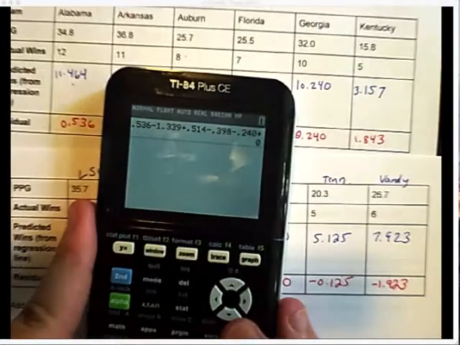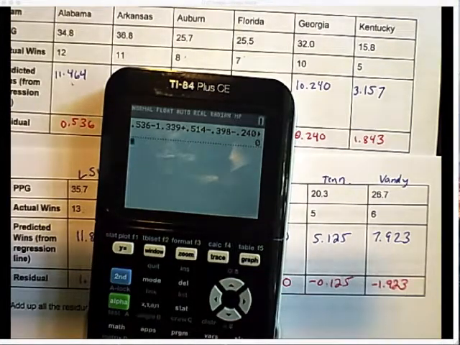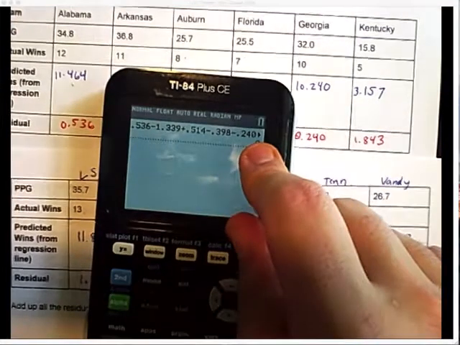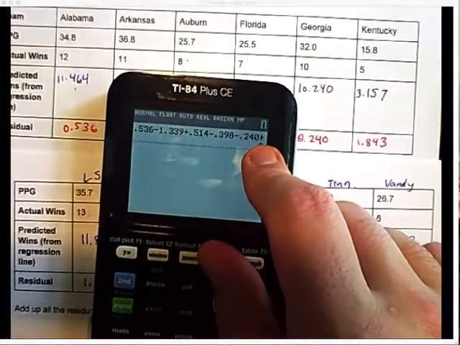And what do you know? When I add up all those red numbers, all 12 of those red numbers, it gives me 0.